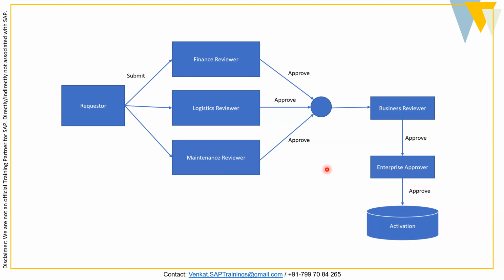But from an MDG consultant perspective, once all 3 are approved, then merge these results and define one merge step, define the merge action, then send it to the business reviewer. So here you can add that based on your understanding. I hope you got it. Any other questions on this requirement?